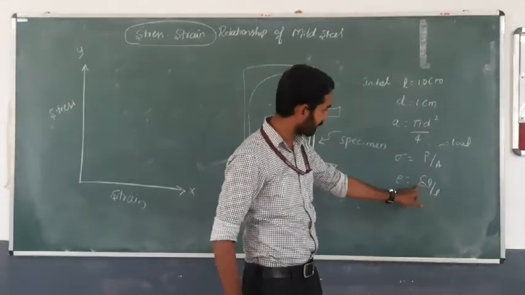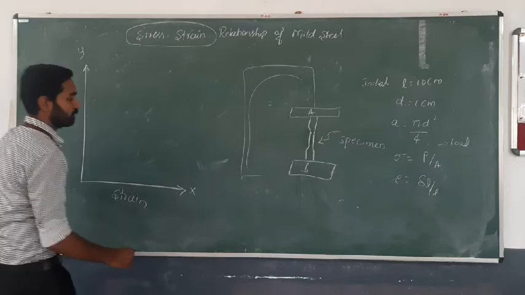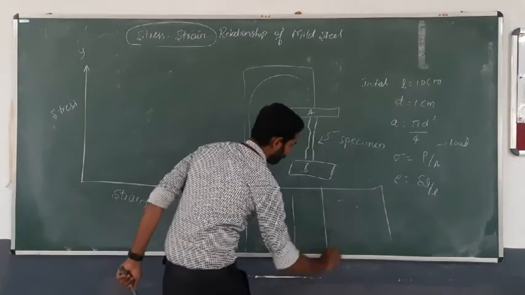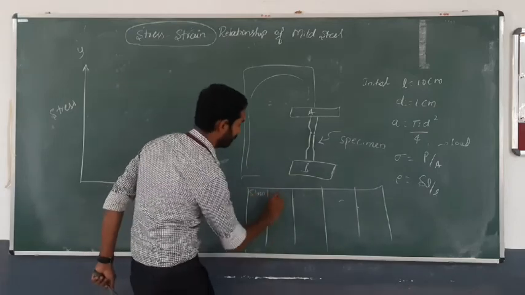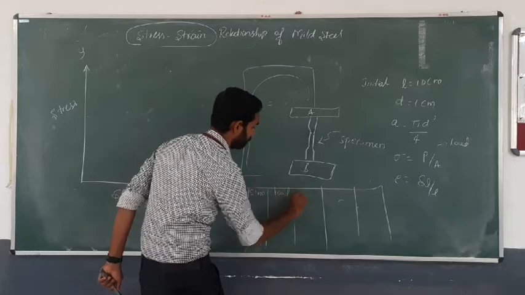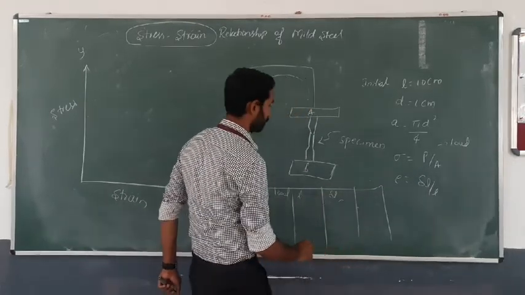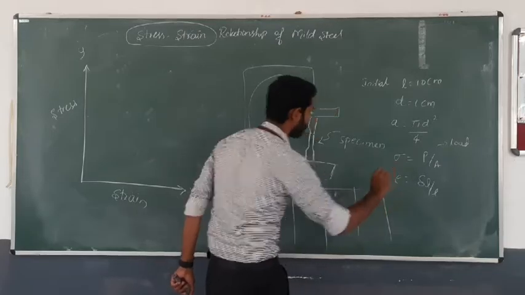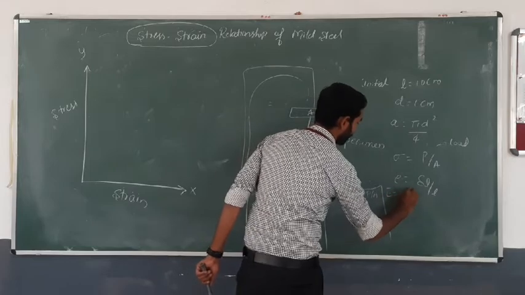Delta L, changing length, L, original length. While taking readings, we need to plot a table. Here I will take a serial number, load, L, delta L, change in displacement, and one more thing, P by A. If you want, you can find out stress or Young's modulus.